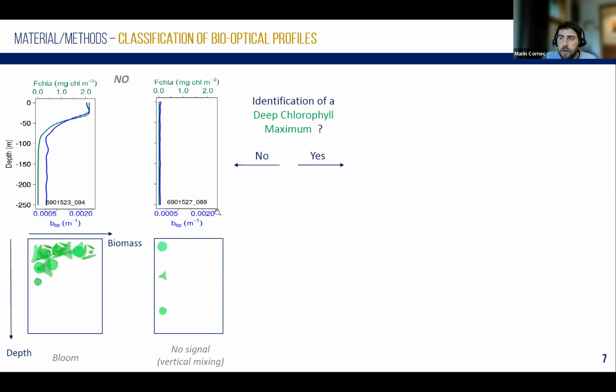Here you have two examples of profiles for fluorescence of chlorophyll A and BBP that do not show a deep chlorophyll maximum. You can see on the first one that we have high values for both parameters at the surface, which corresponds to a bloom condition. And on the right, you can see nearly null concentration for both parameters, which are homogeneous over the water column and which indicate deep winter mixing, which doesn't allow phytoplankton to accumulate.